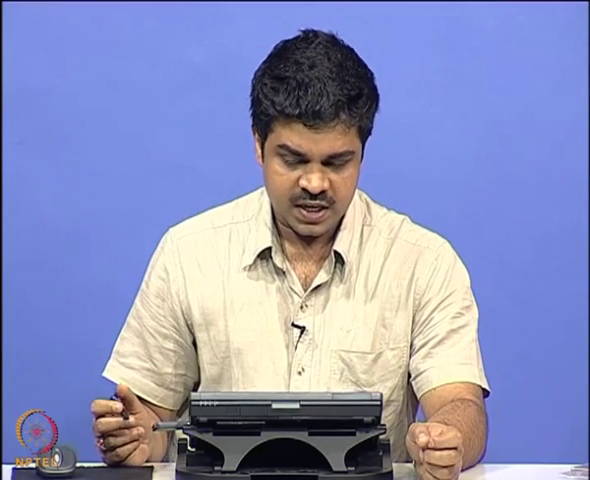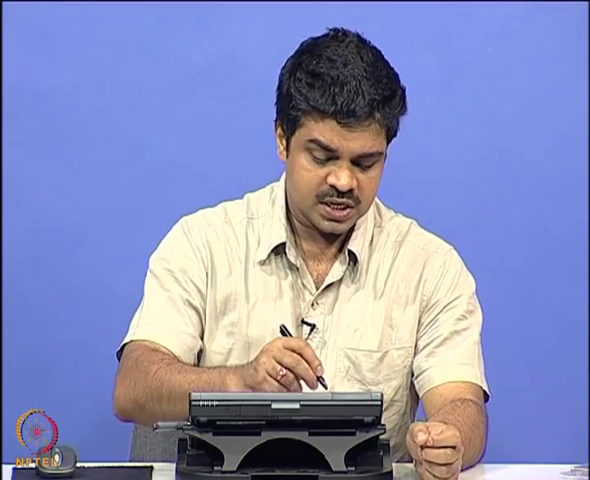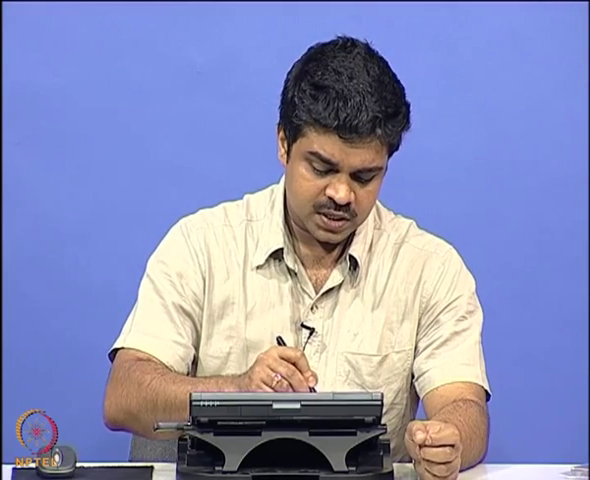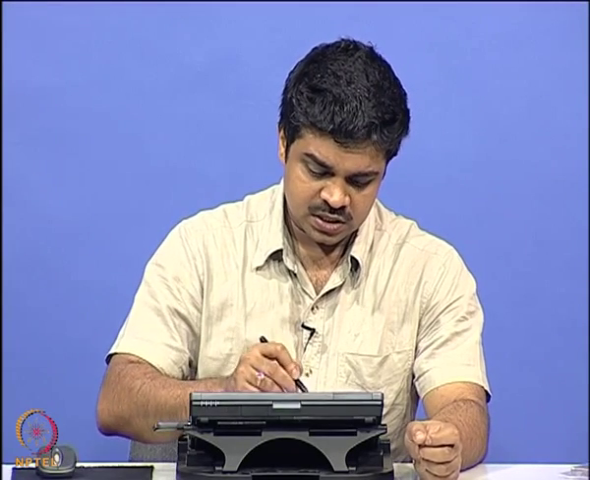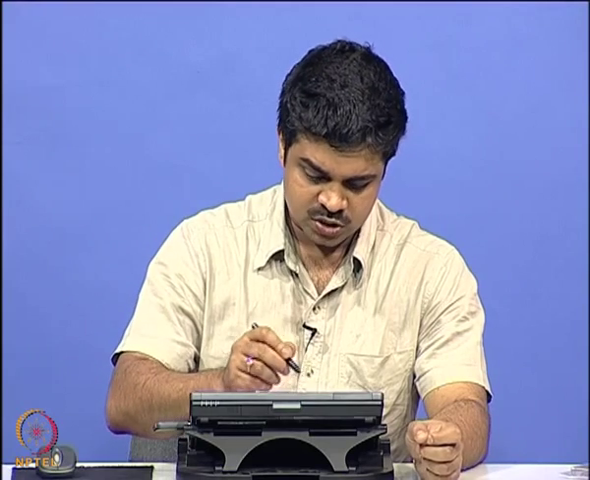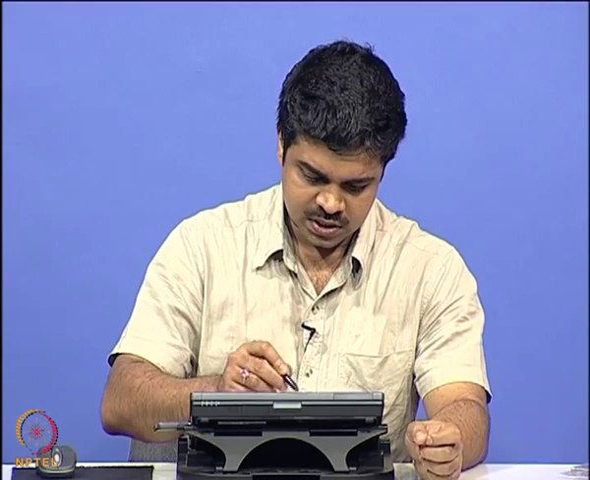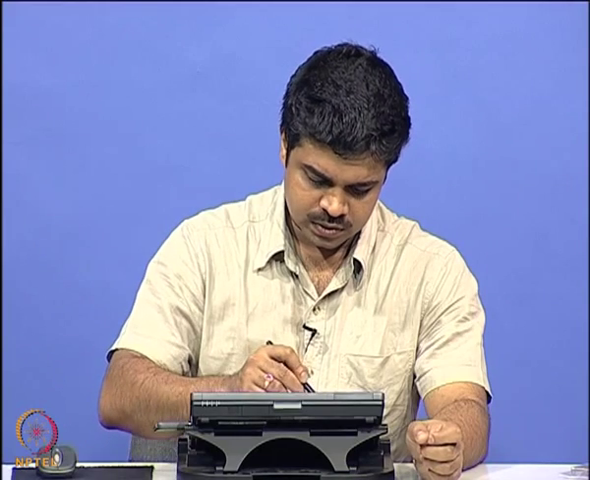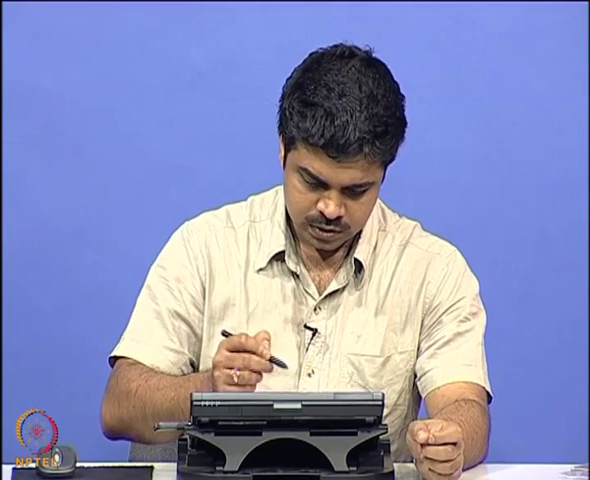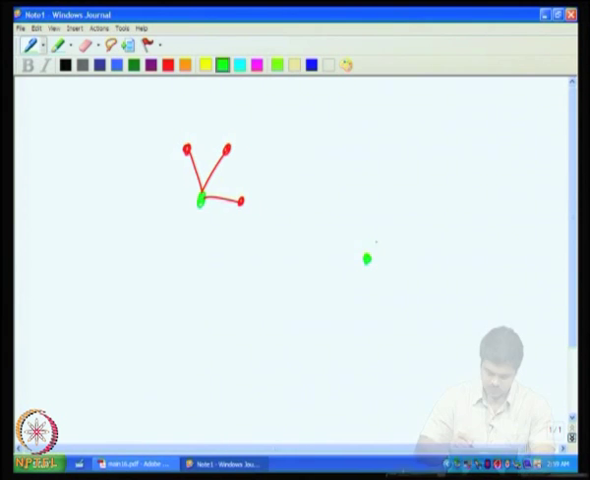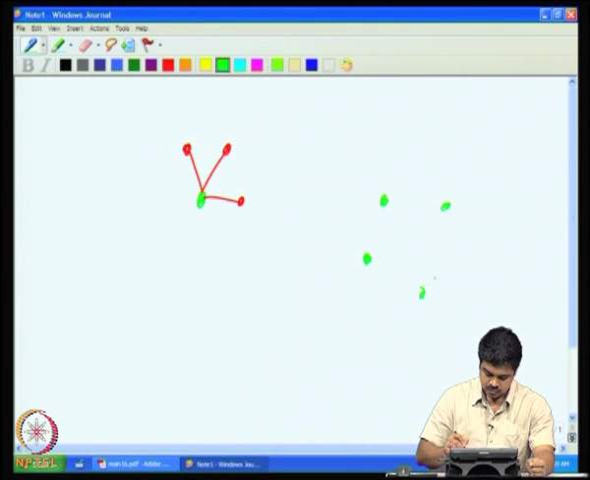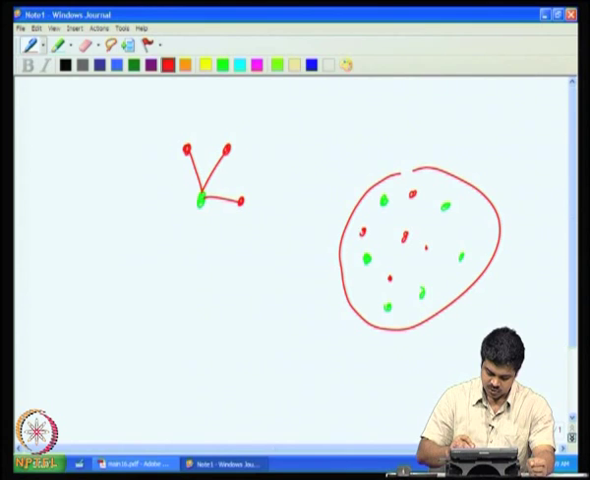Because the entire graph is not colored red and green, there are other colors also. So, naturally we will not get the entire graph. It may so happen that it gives us some connected components, something like this. I will just draw like this, maybe the connected components.